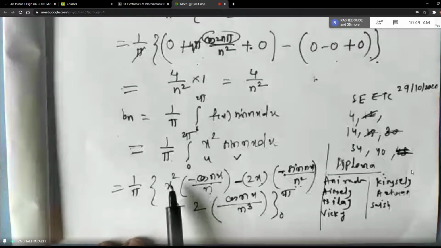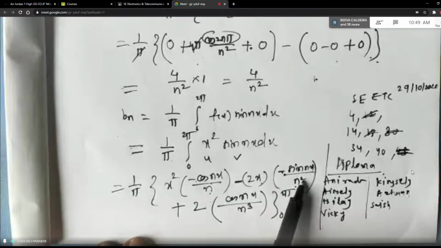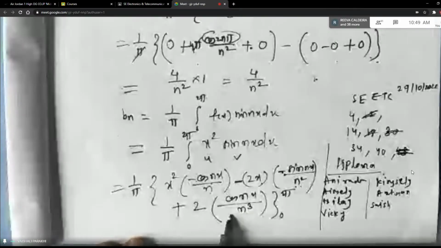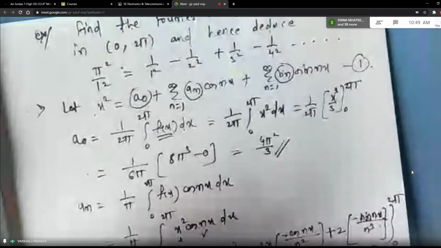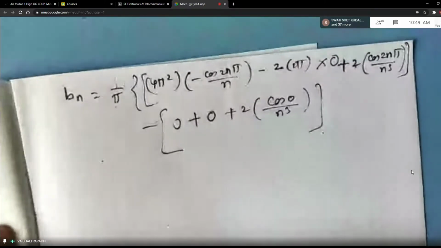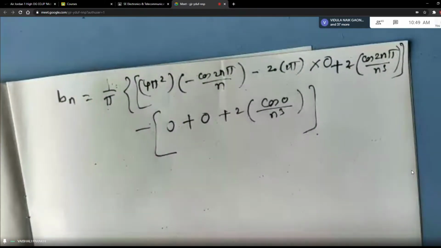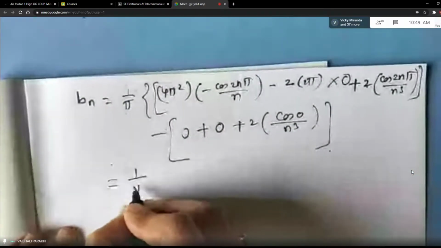So if you observe, the first term will become 0, isn't it? 0 into anything is 0. In the second term also there is x, so 0 into anything is 0. Only the last term will exist for the lower limit. So the middle sign is minus. First term is 0. Second term is 0. Now see what happens in the third term. It is 2 times cos of 0 divided by n cube. Any doubt in the substitution? I have just substituted for the upper and lower limits. And now let us see what we get.